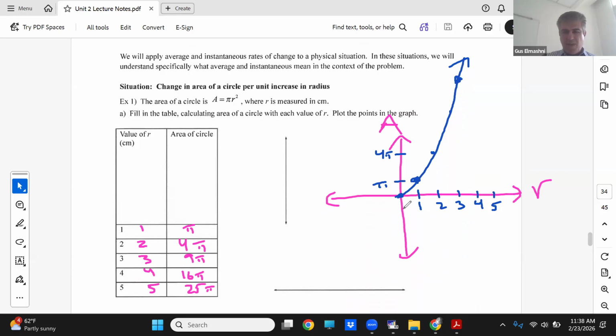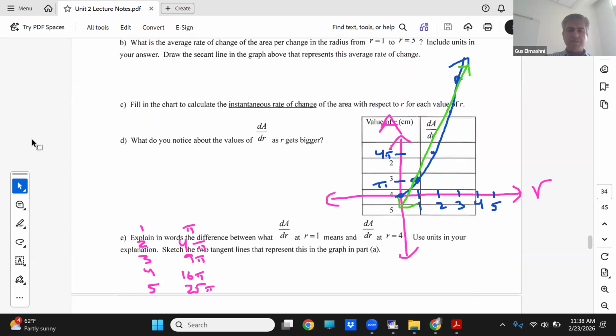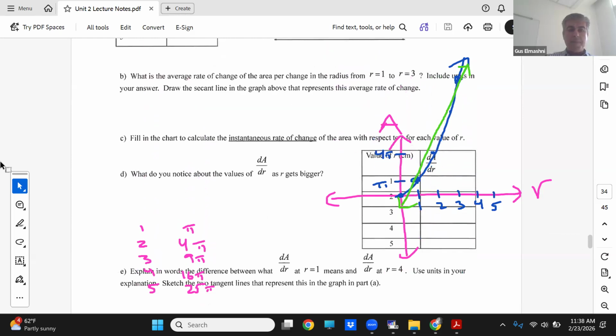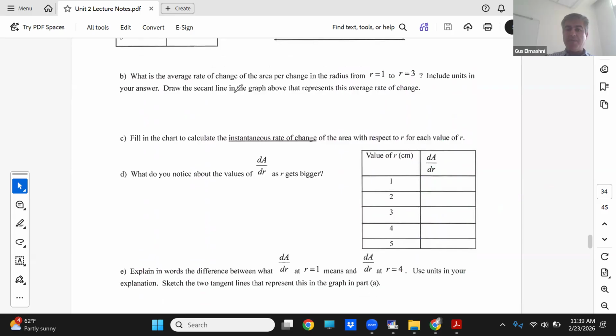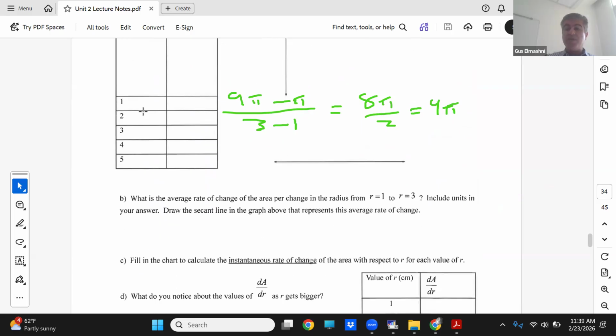It's kind of hard to draw. So it kind of looks like that, right? What would the average rate of change be? Go ahead. Average rate of change. What would that be? Nine pi minus pi over what? There we go. So it's 8 pi over 2, or 4 pi. Were units given? Yes. So we should state the units for sure.